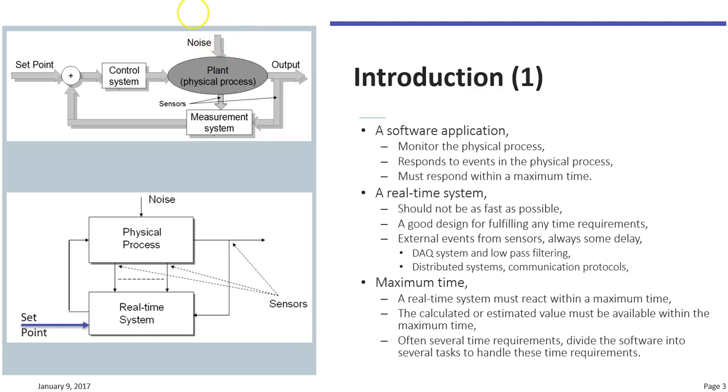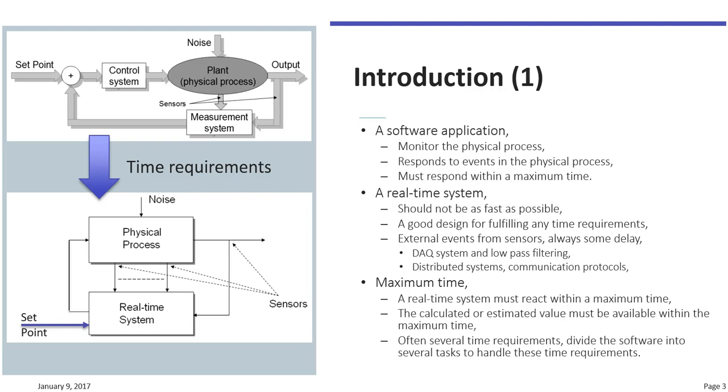So we have a process and we have a control system that is monitoring this process. It is monitoring the physical process based on a set of events, and it must respond to these events. And in real-time systems, we will have time requirements. That means whenever you have an event, you must react within a maximum time to that event. But it doesn't mean that a real-time system should be as fast as possible. You should have a good design, and you should have the estimated values or calculations within the maximum time, or what we say, the correct time.